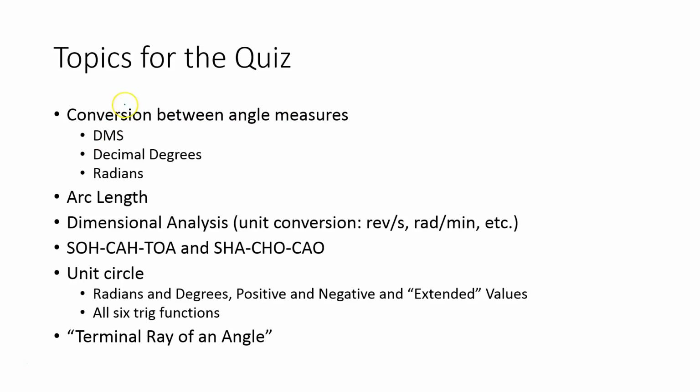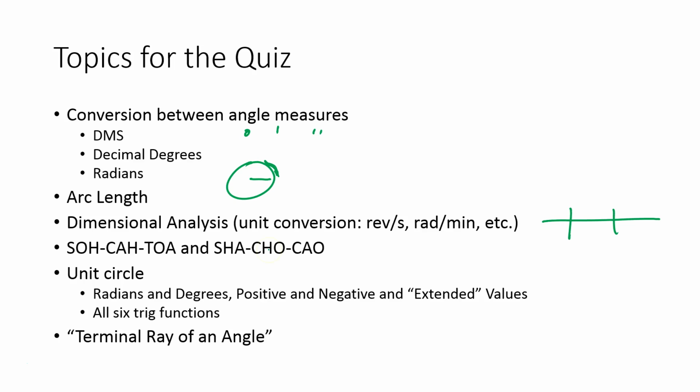So conversion between angle measures, so going from degrees, minutes, and seconds to decimal degrees, that's where you just have a decimal, and radians, of course, which is, remember, 1 radian is the length that 1 radius would wrap around the outside of the circle. Arc length, which we have the two formulas for, or you can think about the percentage of the circle. Dimensional analysis, which is where we're converting units using the box method, kind of.